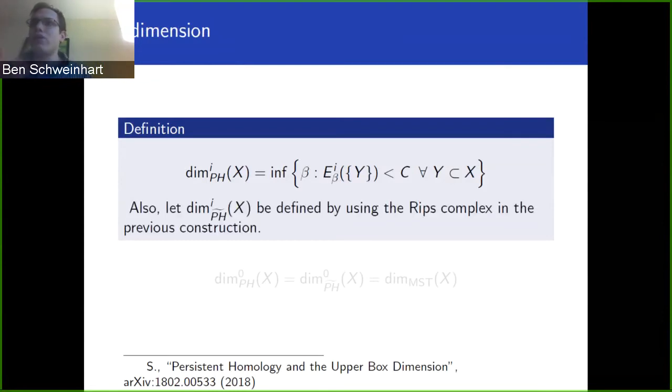And as I said before, the constructions here work equally well for the Rips complex. I'll say a little bit about the results for that later. So we denote with a wide tilde the Rips persistent homology dimension. And we have this result that we get all of these dimensions agreeing for i equals 0. So the question is, can we generalize this result to higher dimensions?